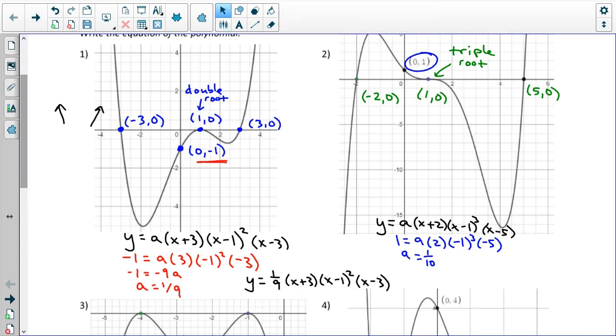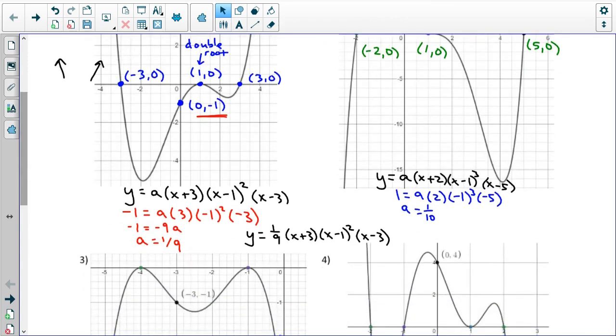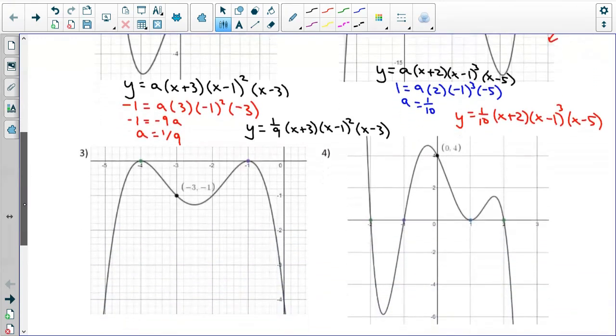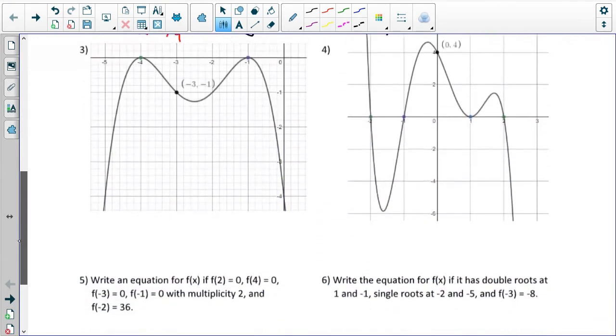So my final answer for number 2 is going to be y equals 1/10 (x plus 2)(x minus 1) cubed (x minus 5). Since this is a fifth degree polynomial and a is positive, that makes sense because on my graph, the end behavior goes down as x approaches negative infinity and up as x approaches positive infinity.